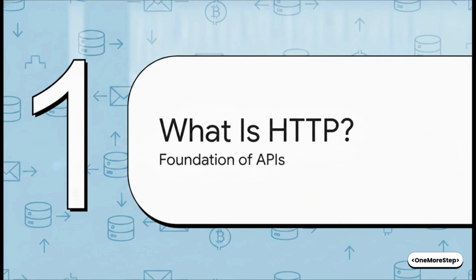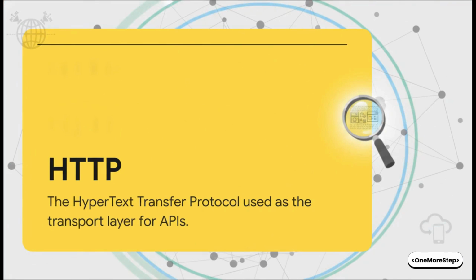The foundation of APIs. HTTP is the Hypertext Transfer Protocol used as the transport layer for virtually every API on the internet. Now, while it was originally designed decades ago just to fetch basic web pages, it has completely evolved. Today, it's the invisible workhorse that's literally carrying the data for the complex applications you use every single day.